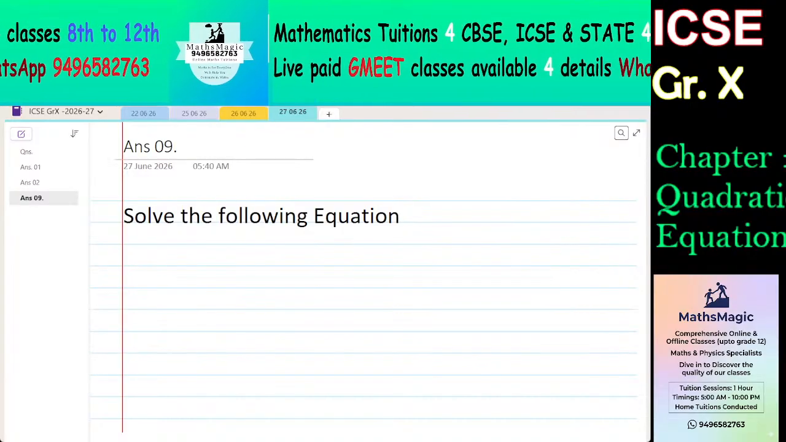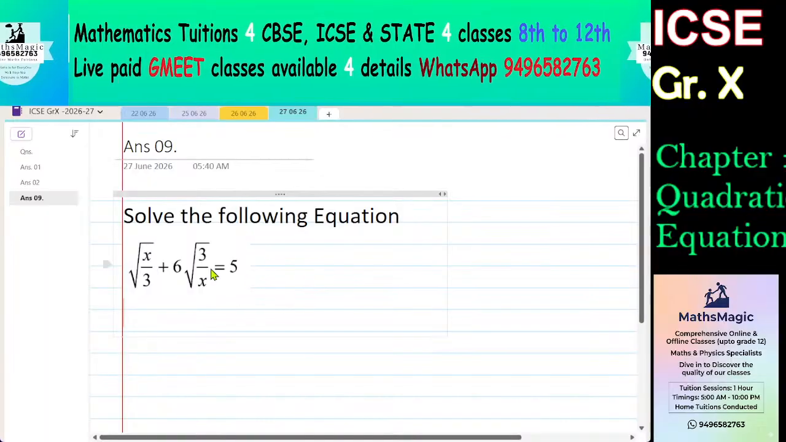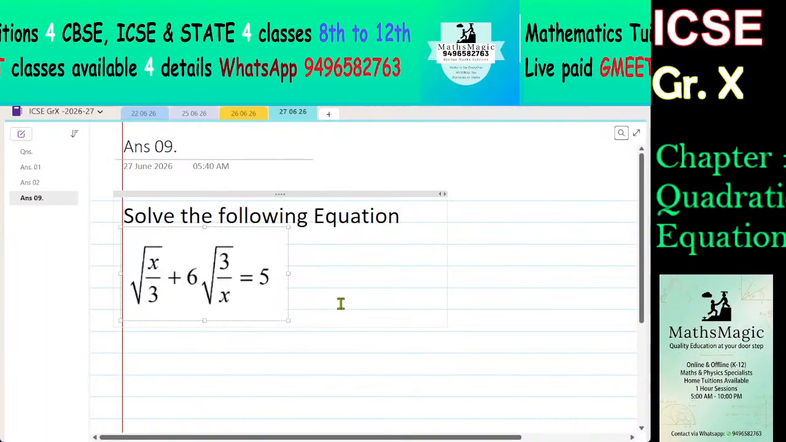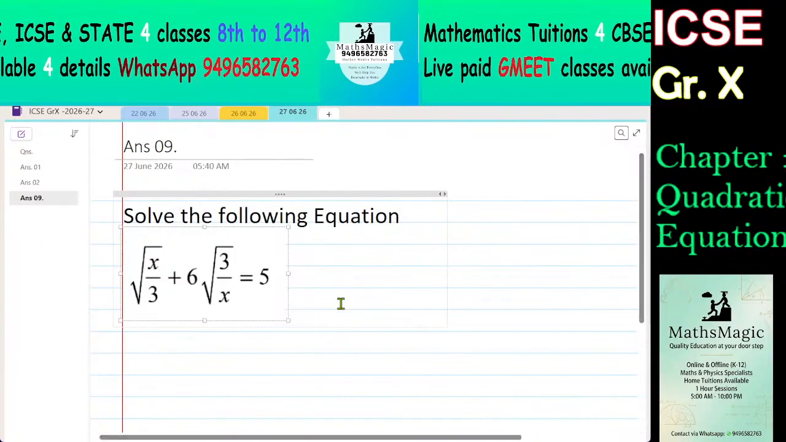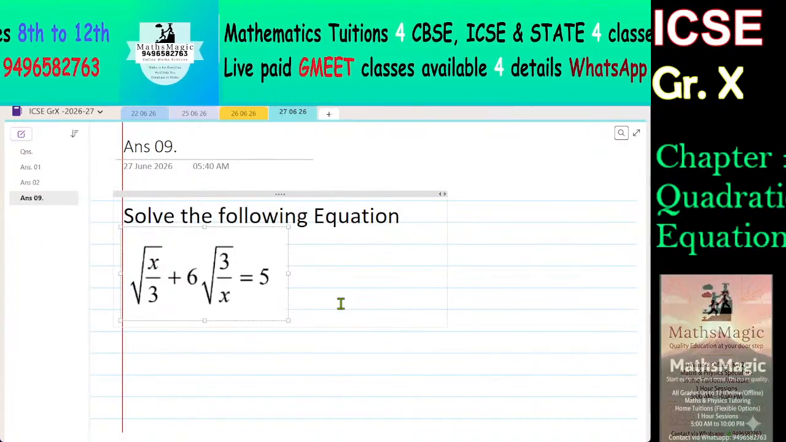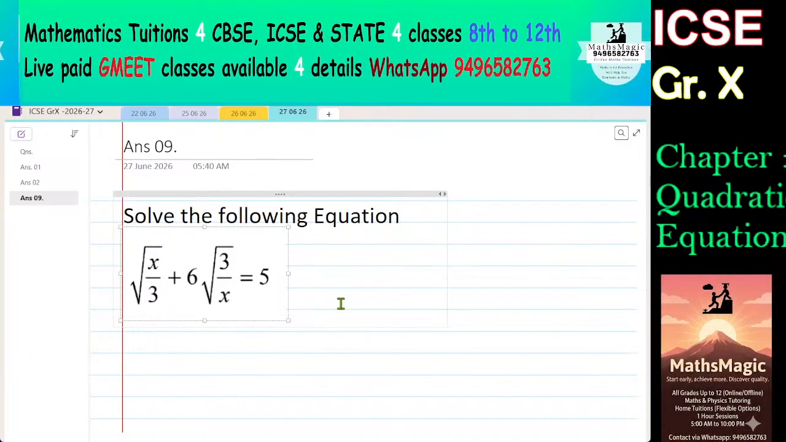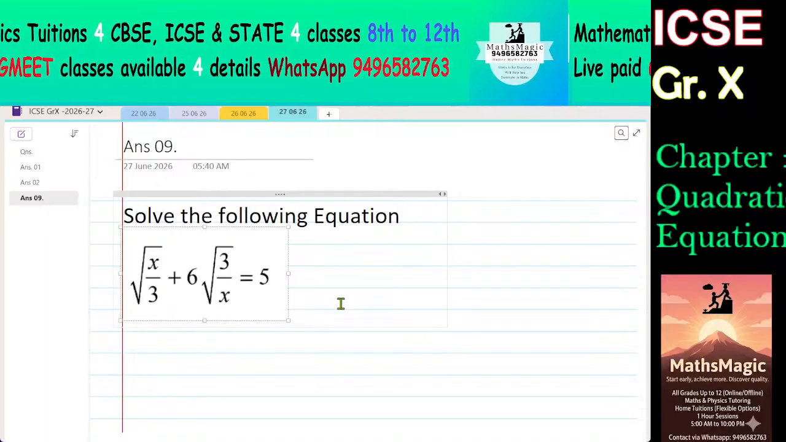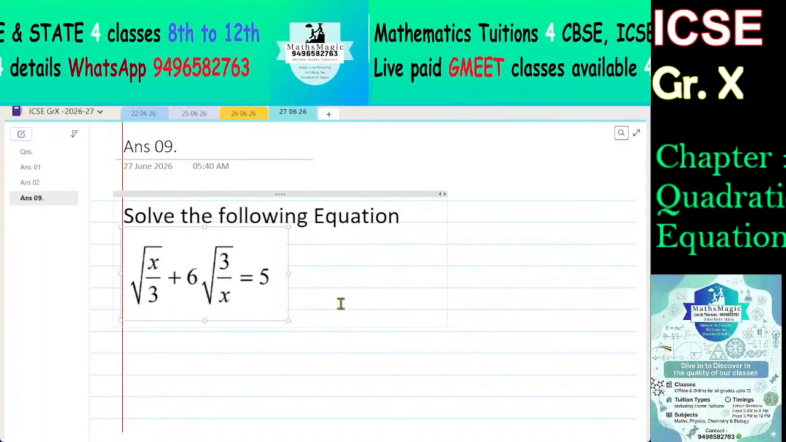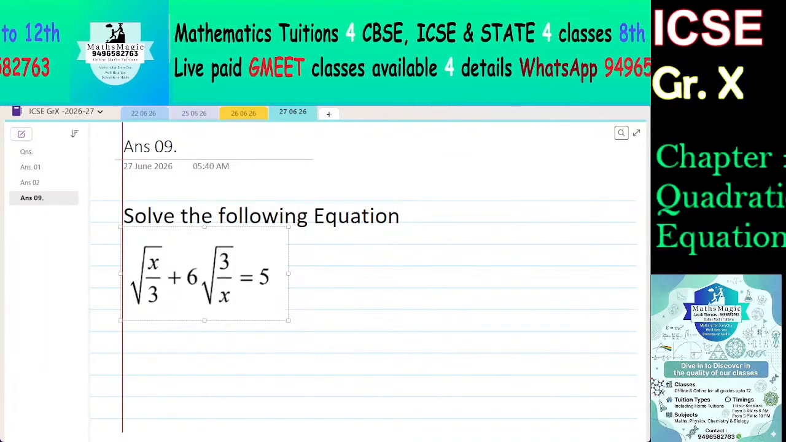Okay, I'll take inputs from you and write the answer. Okay, that's fine. That's well and good. Okay, you found a speciality: root of x by 3 and root of 3 by x. So, how can we utilize that speciality for solving this equation? So, we will do one thing.